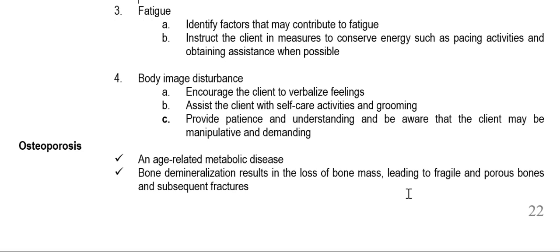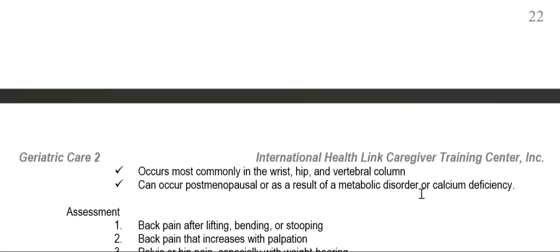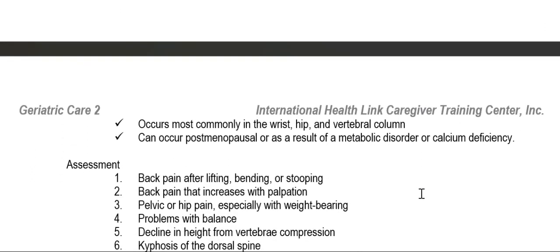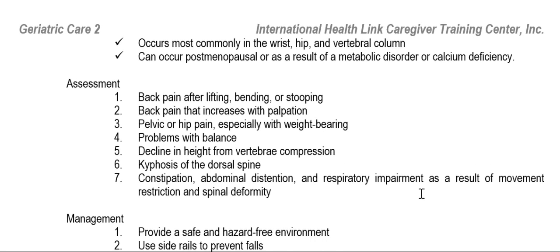The next is your osteoporosis. You have known osteoporosis, right? An age-related metabolic disease. There is bone demineralization, the minerals are lost and the bones break down, resulting in the loss of bone mass, leading to fragile, porous bones and subsequent fractures. It occurs most commonly in the wrist, hip, and vertebral column.